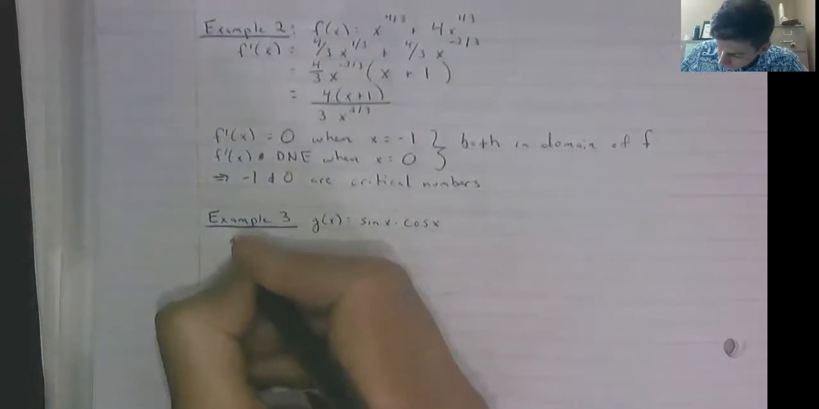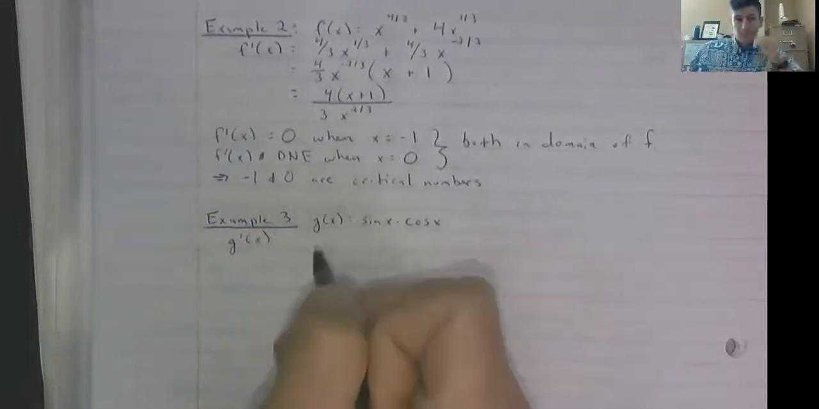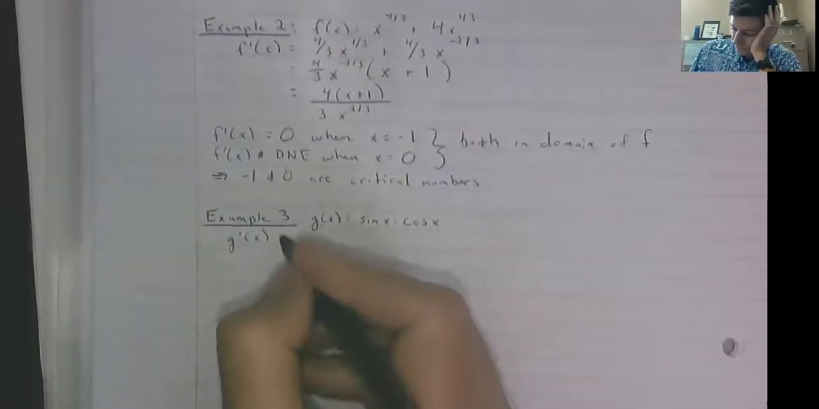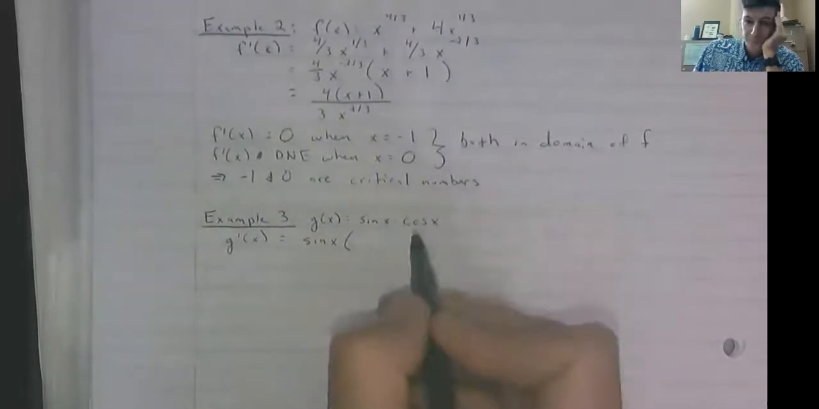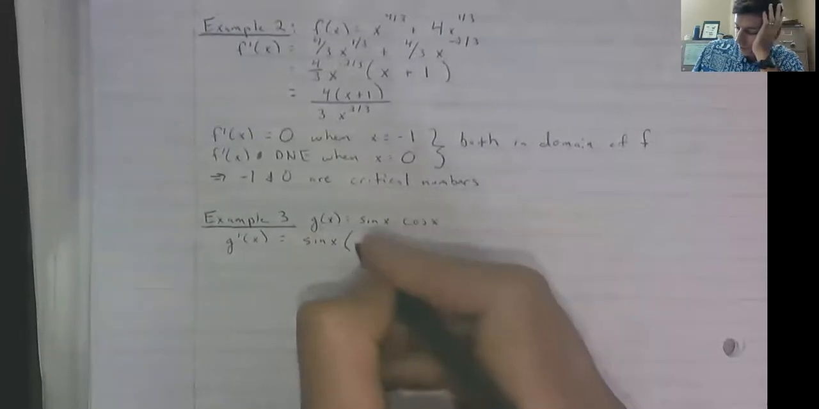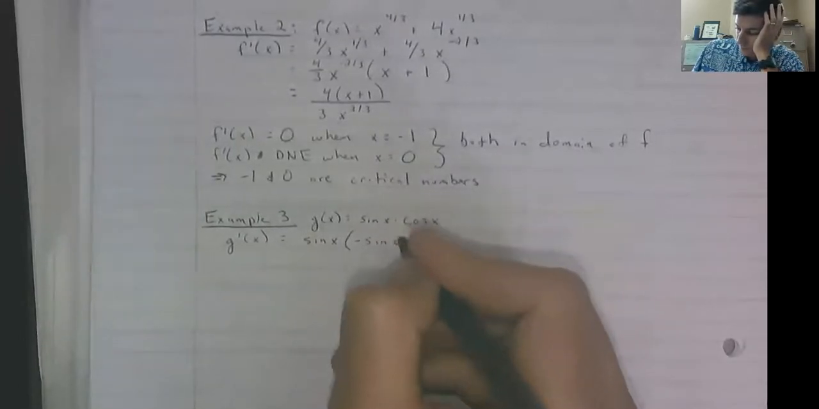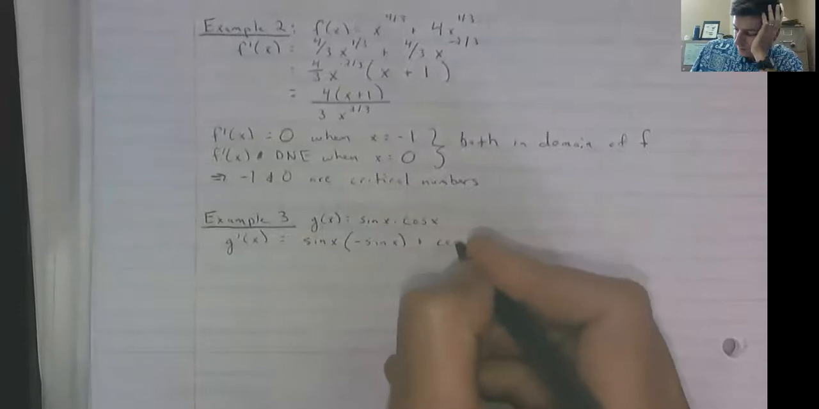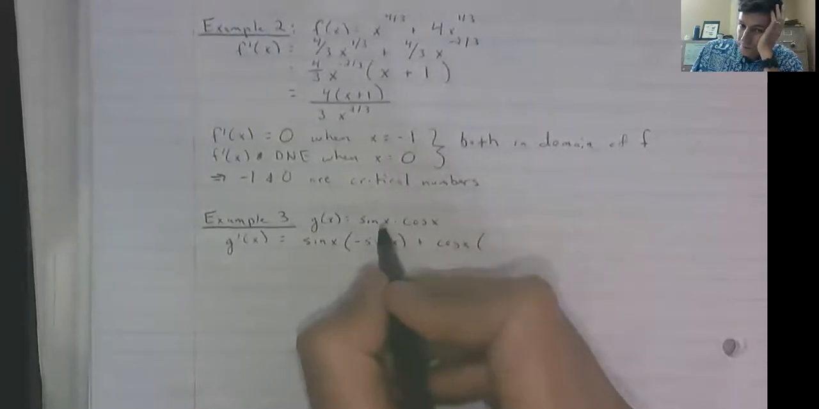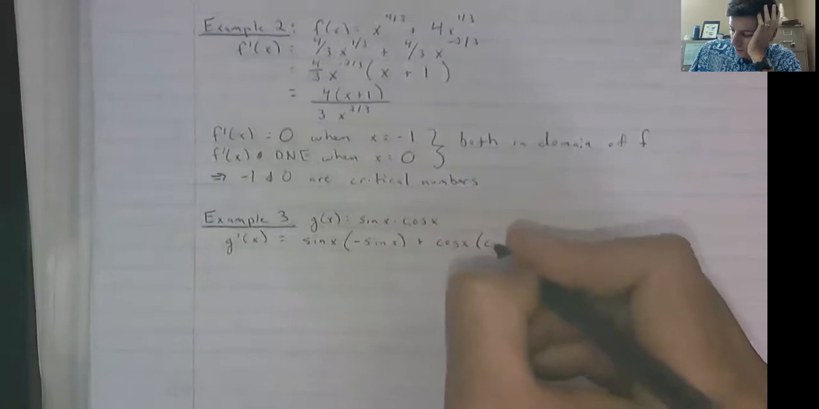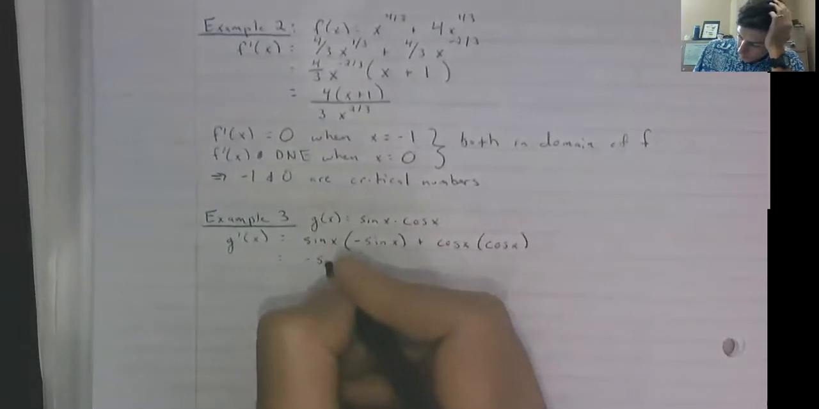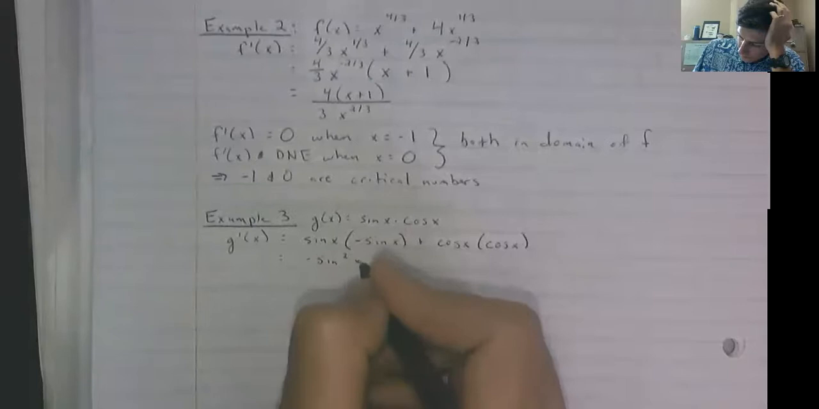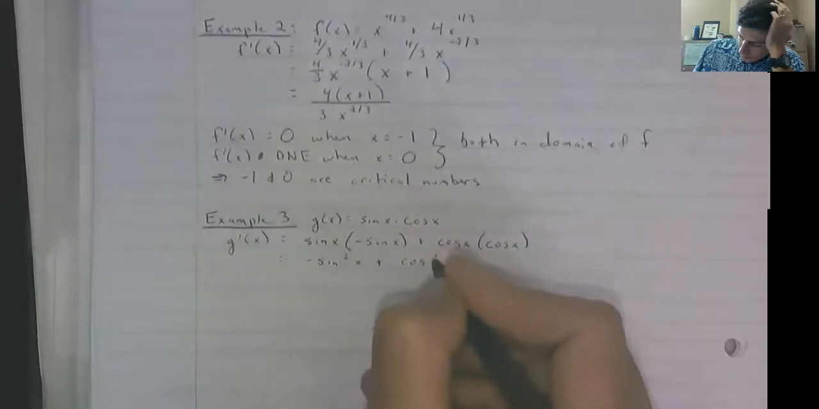So g prime is going to be product rule. So the first thing, sine of x, times the derivative of the second thing, cosine. The derivative of cosine is the opposite of the sine, okay? Plus the second thing, cosine, times the derivative of the first thing, the sine. The derivative of the sine is the cosine. So that's kind of a cute little function. g prime of x is equal to negative sine squared x plus cosine squared x.